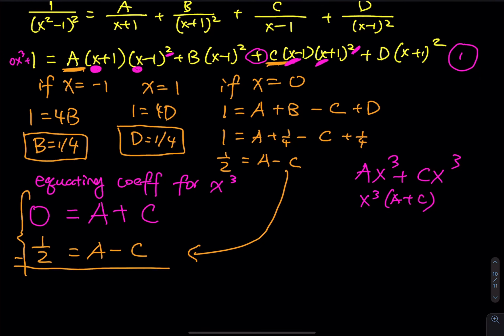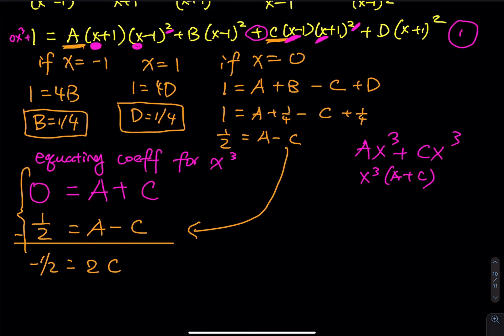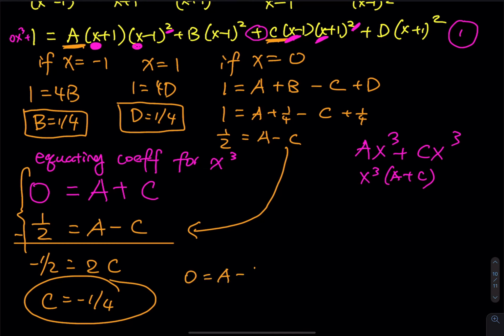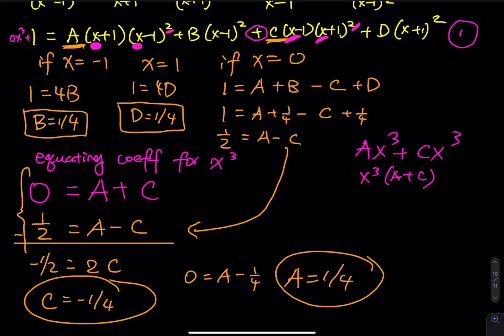Let's do a minus. 0 minus 1/2 is negative 1/2. A minus A is gone. C minus negative C. Minus minus is a plus, so we have a 2C. And then once we divide both sides by 2, C is equals to negative 1/4. And then you have 0 equals to A minus 1/4. Then A is equals to 1/4. So now I got A, B, C, and D.